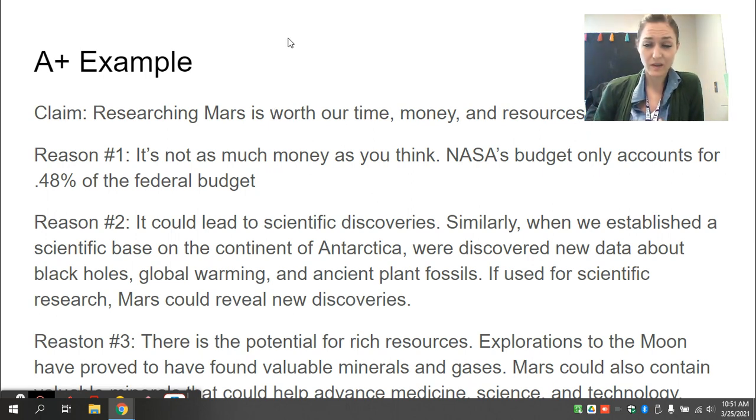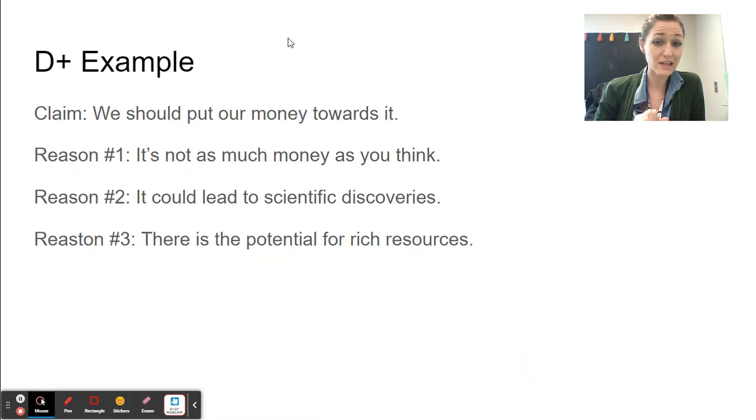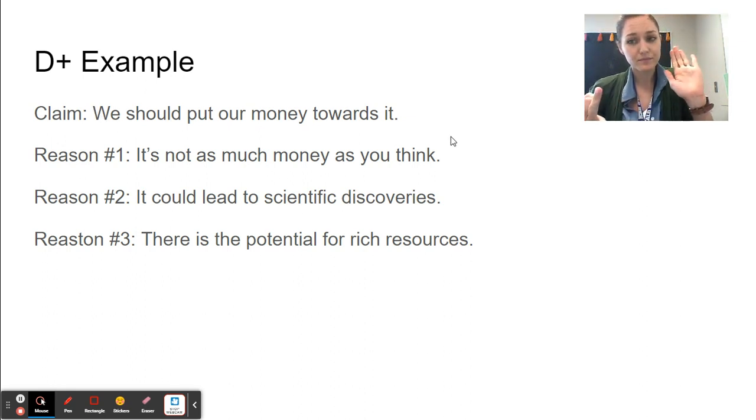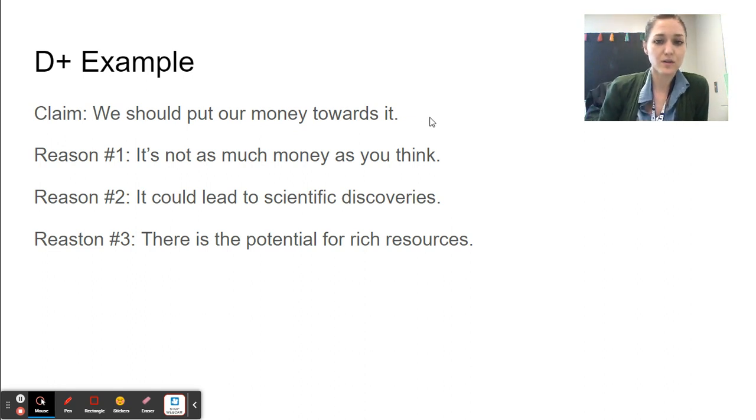Now go ahead and compare this example to the D+ example. Right away, you notice there's a lot less details. Their claim: we should put our money towards it. Okay, make sure that you fully answer the question, so much so that I wouldn't even have to read your question to know what your topic is about and how you feel about the topic. So instead of saying it or they, make sure you specify what the it or they is.